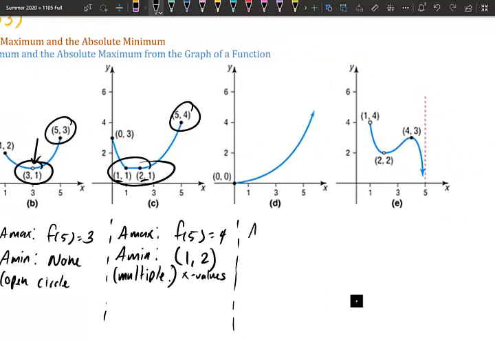Alrighty, part D. We don't have a highest point. We have an arrow. That means we don't have a maximum. And doesn't it just keep going forever? So that means there's no maximum. Our minimum, it's (0, 0).